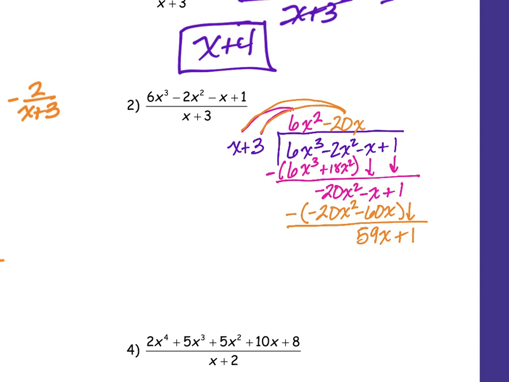Now what do I multiply x by to get 59x? Well, that would be 59. I distribute again. 59 times x is 59x, and 59 times 3 is 177. Subtract, and I get negative 176. So my remainder is minus 176 divided by x plus 3.